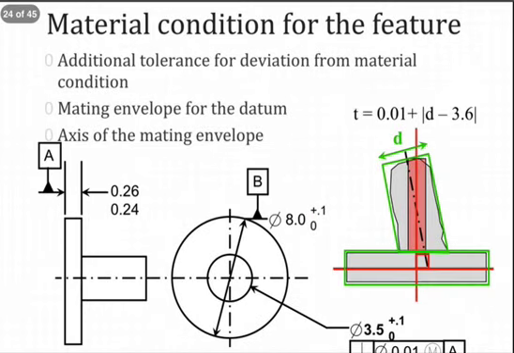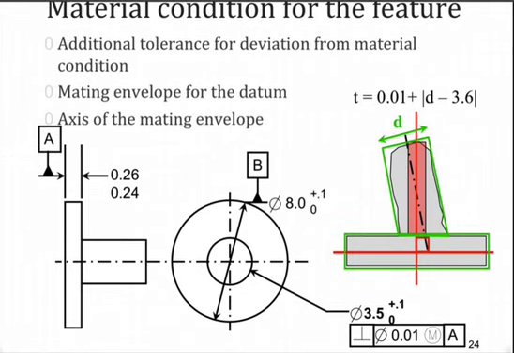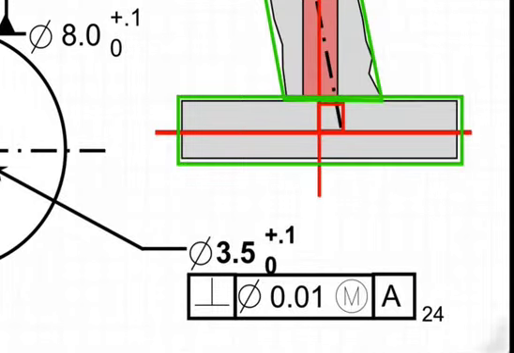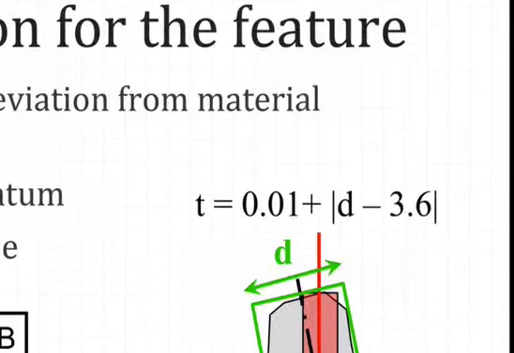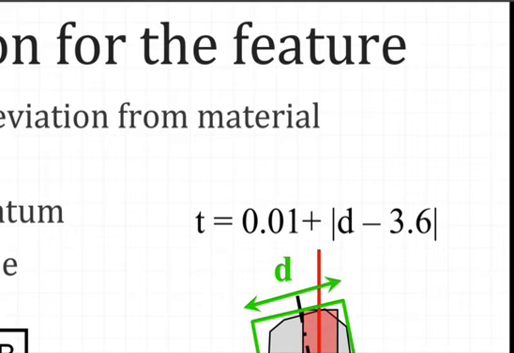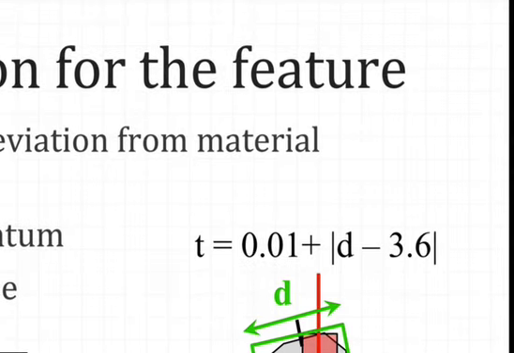Well, what happens when we have a material condition on the feature? And we've seen this before. Here we've got our M, and that's indicating to us that as the feature deviates from material condition, we're going to add additional tolerance zones. So we have this dynamic tolerance situation.